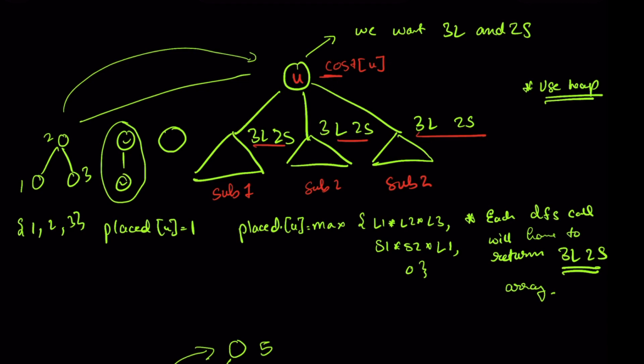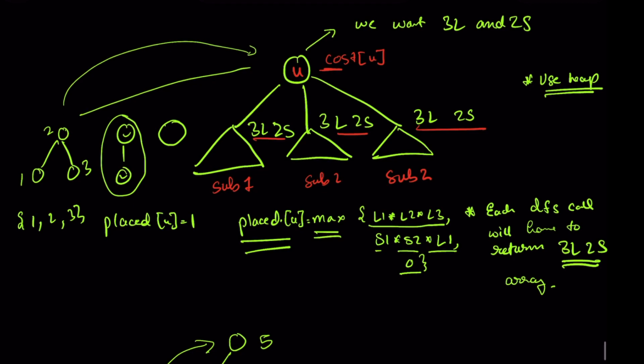So that's all that we have to do: for each subtree, we have to return the three largest and two smallest values, so that we can use this formula, that is the maximum of L1 L2 L3, or S1 into S2 into L1, and 0, for finding the cost of that particular node.